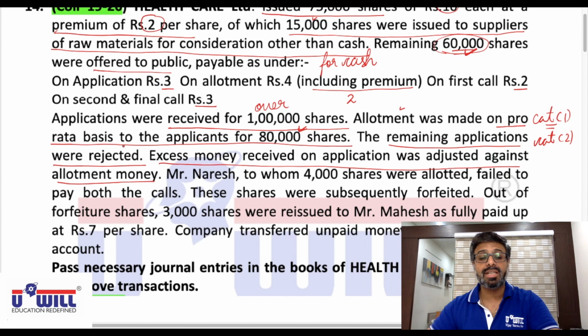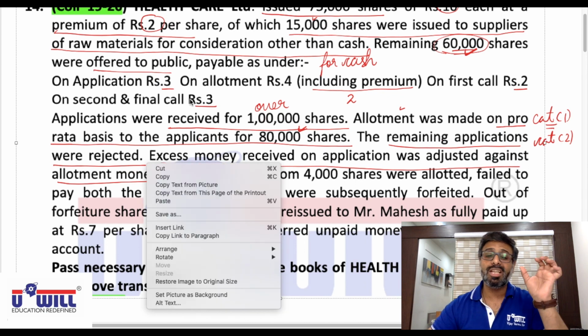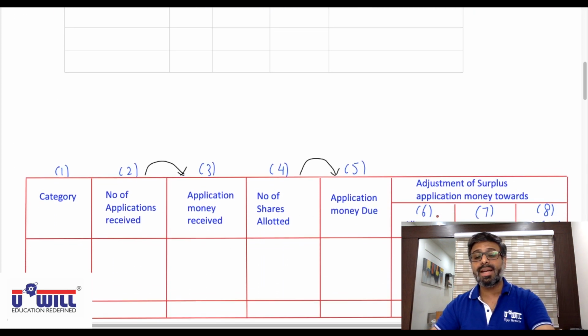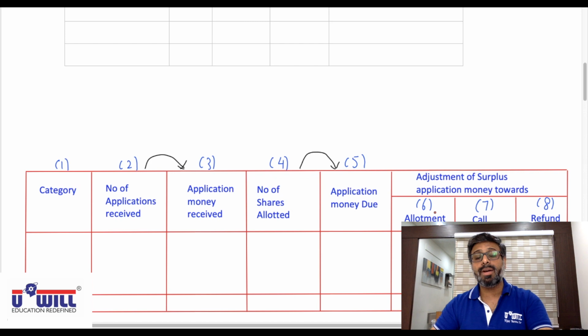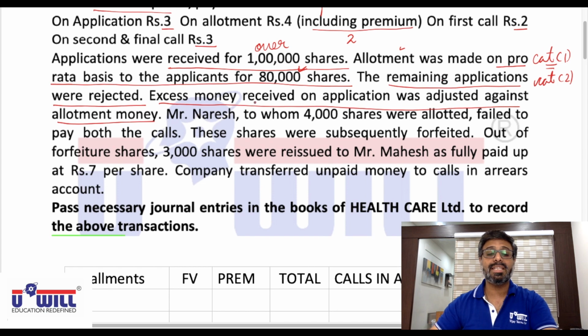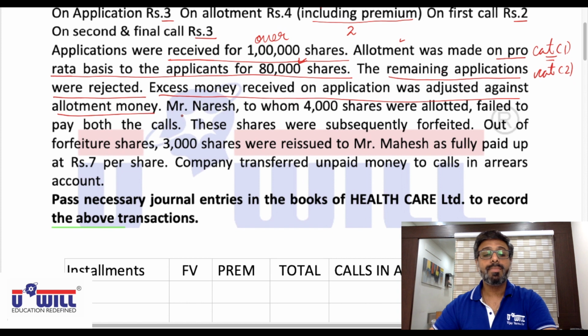Because as per the language it is given excess money received on application was adjusted against allotment money, means only so much oversubscription or so much excess money will be there that adjustment can go only till allotment. After allotment, surplus will not be left to adjust anything with call. That's why it is given in the question, excess money received on application was adjusted only against allotment money.